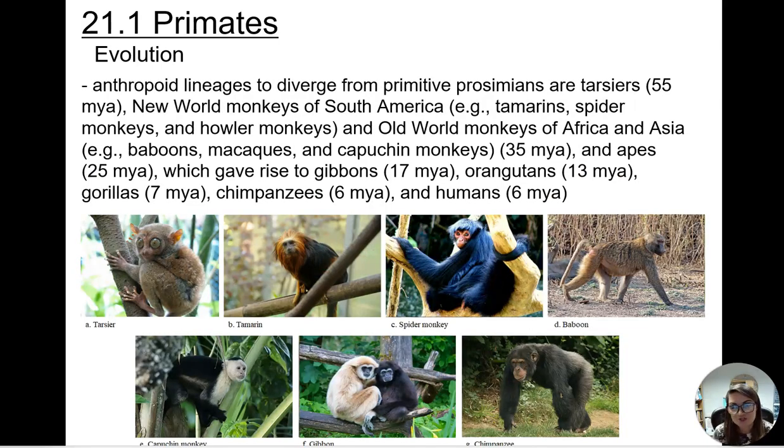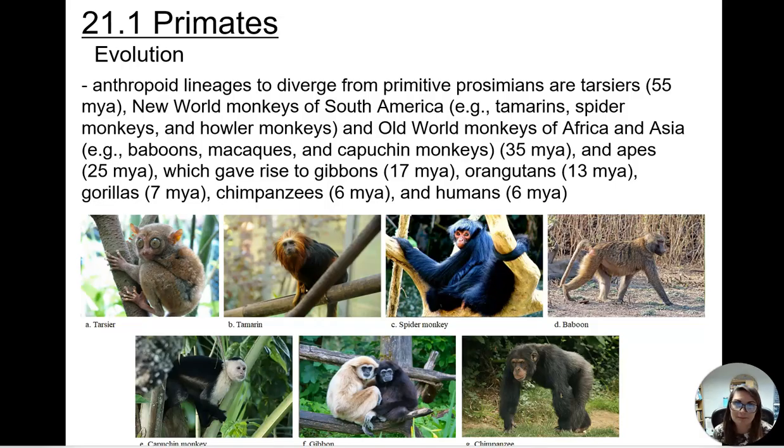Anthropoid lineages are going to start to diverge from primitive prosimians and tarsiers about 55 million years ago. We're also going to have New World monkeys of South America, like the tamarins, the spider monkeys, and howler monkeys, and the Old World monkeys of Africa and Asia, those such as the baboons, the macaques, the capuchin monkeys. These are going to start to diverge about 35 million years ago.